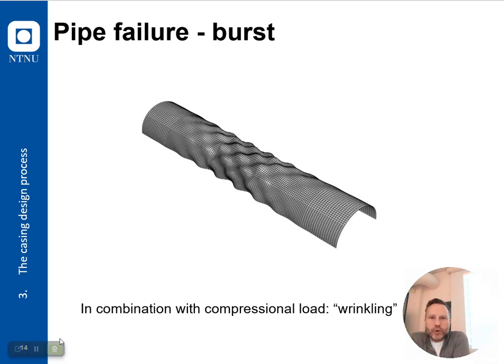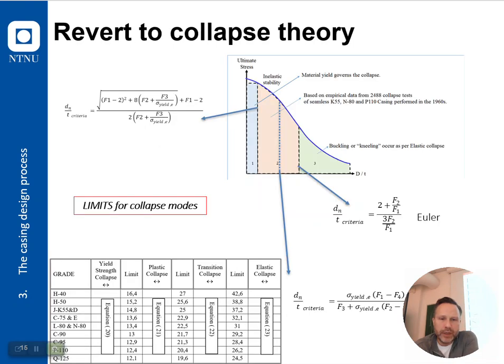Second part of lecture 4, we continue from burst, and now we are going to look into the formulas of collapse. As I told you, there's a split: the collapse part is split into plastic and transition collapse, and the mathematical formulas for how to calculate this.